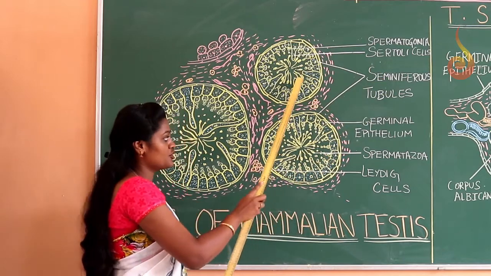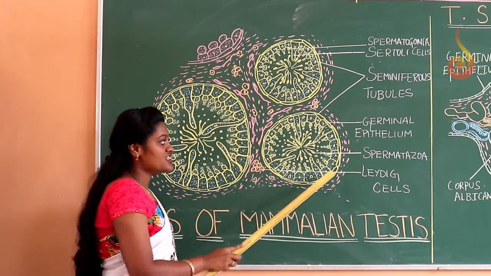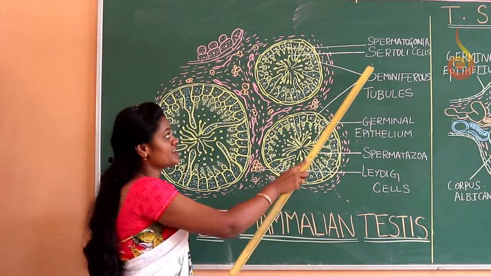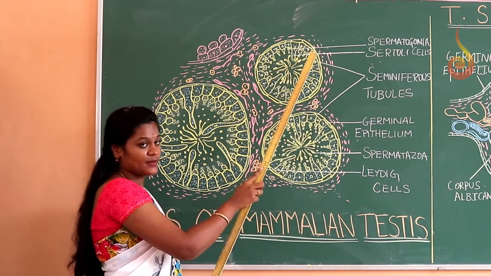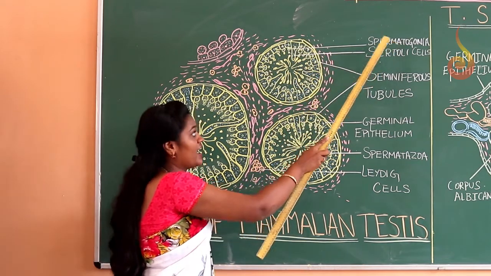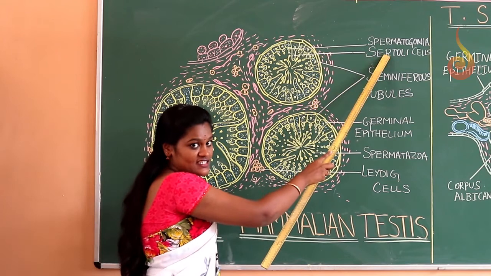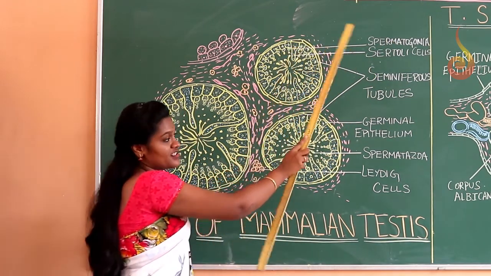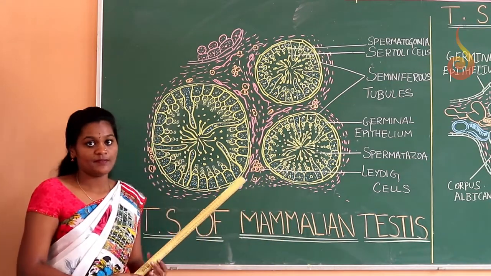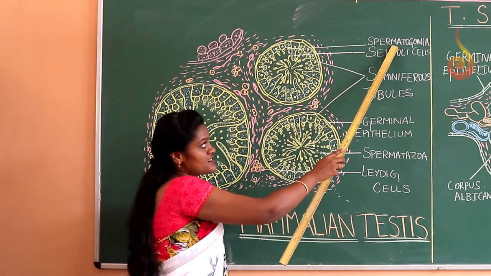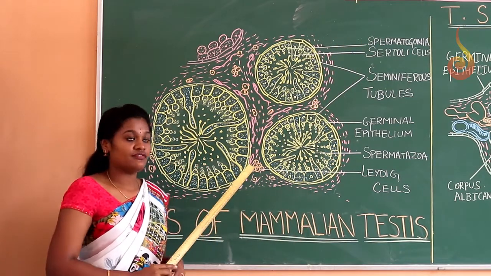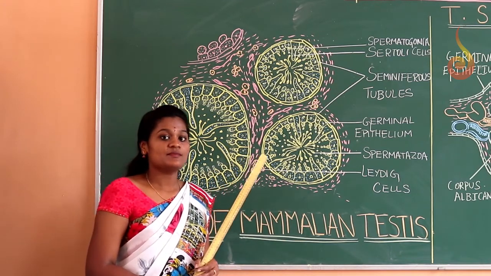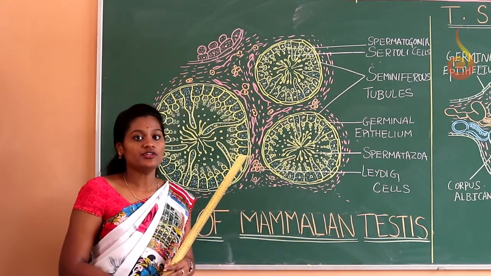This seminiferous tubules is lined by germinal epithelium. Germinal epithelium encloses two types of cells. They are spermatogonia and Sertoli cells. Spermatogonial cells undergo spermatogenesis to produce sperms. Spermatogonial cells undergo meiosis and they form primary spermatocyte, secondary spermatocyte, spermatids and spermatozoa.